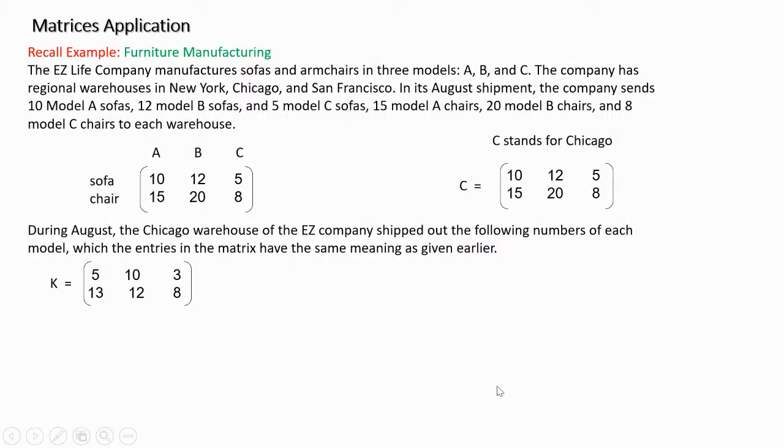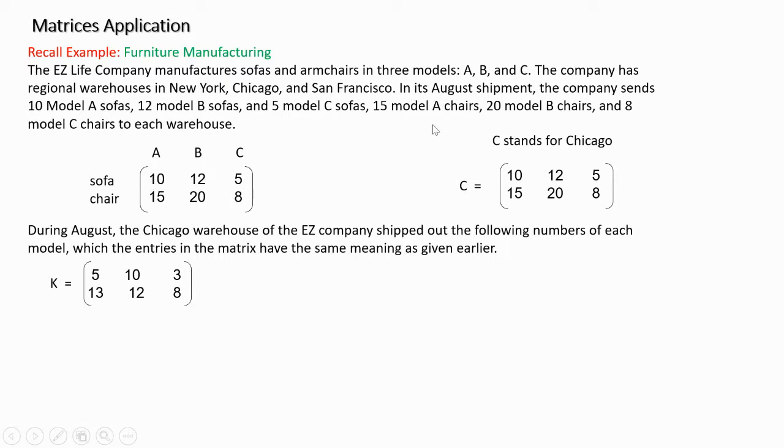Now, let's do an applications problem from the first example that we started, but now they added a little bit of extra information. Recall from the furniture manufacturing problem that the Easy Life company manufactures sofas and armchairs in 3 models. Remember, this was a matrix. But now this is what happened.